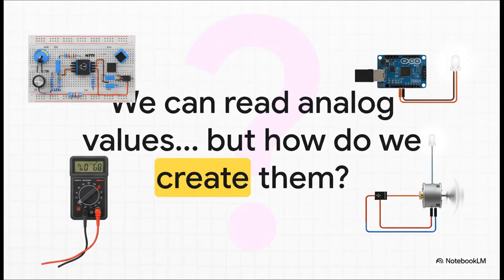Okay, so we can read the analog world with amazing precision. That's cool. But what about the other way around? How do we create an analog-like effect, like smoothly dimming an LED or controlling a motor speed, when all we have are our digital pins that can only be on or off?